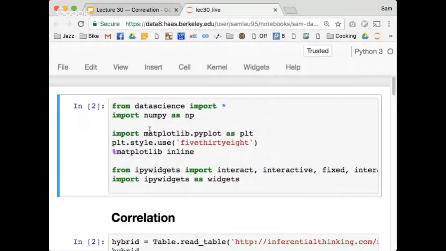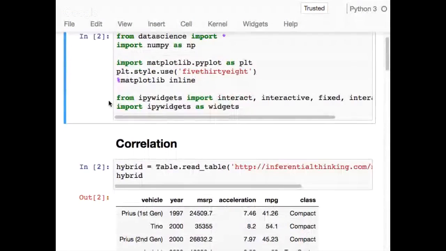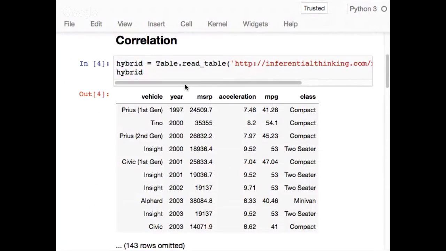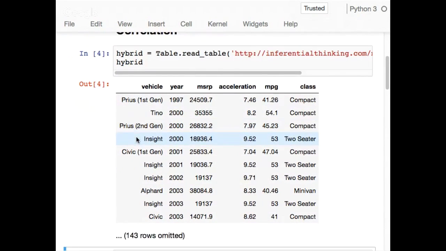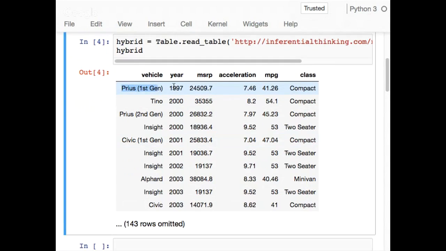And okay, here we go. Make that bigger. All right, so here I have some data on car sales, in particular hybrid car sales. So I have here, for example, the Prius was released in 1997. The MSRP is the manufacturer's set price. So the manufacturer set the retail price to be $24,000. It has this acceleration, so like miles per second, I think. And here I have the MPG. Here's a class. Okay, so I have a bunch of cars here, how much they cost, acceleration, miles per gallon.